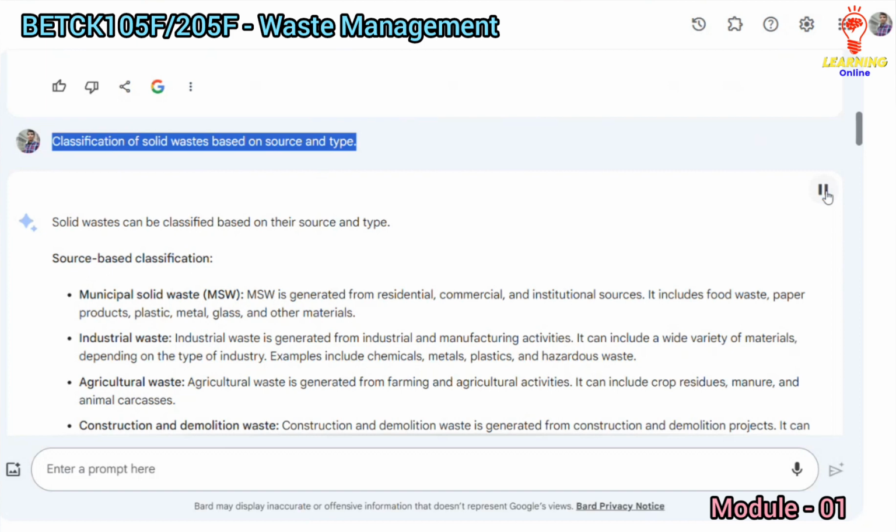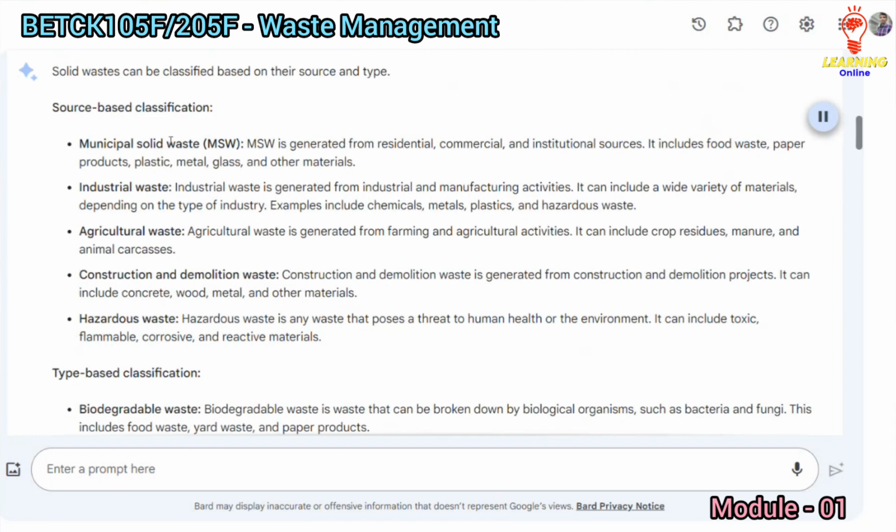Solid wastes can be classified based on their source and type. Source-based classification. Municipal solid waste, MSW. MSW is generated from residential, commercial, and institutional sources. It includes food waste, paper products, plastic, metal, glass, and other materials.